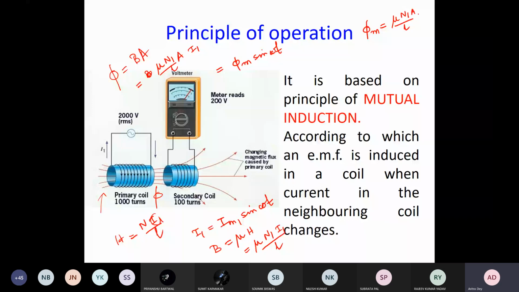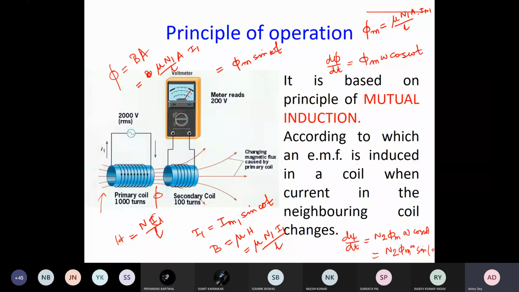If that is the expression of phi, then your d phi dt will be phi m omega cos omega t. Now if you link the flux linkage, N2 will be added to it. So what is your d psi dt? It is N2 into d phi dt, so N2 into phi m omega into cos omega t, or you can write this cos omega t as phi m omega sine of 90 minus omega t, isn't it?